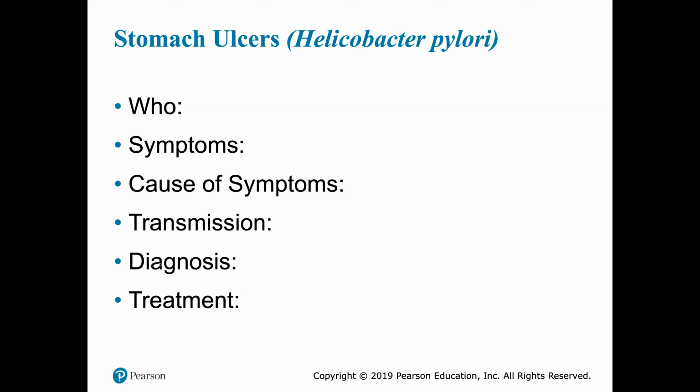Cause of the symptoms, it has a flagella that allows it to burrow into the mucus lining of our stomach to escape the stomach acid. So I mentioned before that we have a lining to our stomach, and then we have a mucus membrane on top of that to help protect it from all the stomach acids. Well, this bacteria has a flagella that allows it to burrow into the mucosal lining to escape those acids. Then they secrete enzymes to decrease the acidity around them so they can survive.